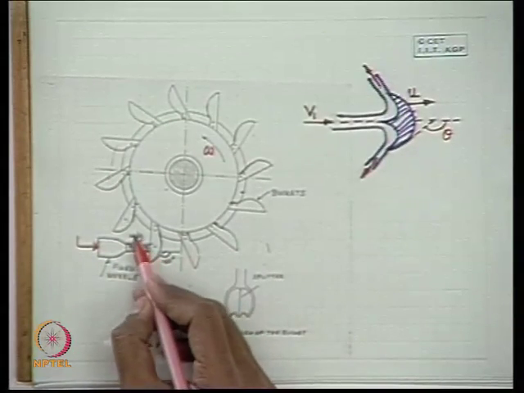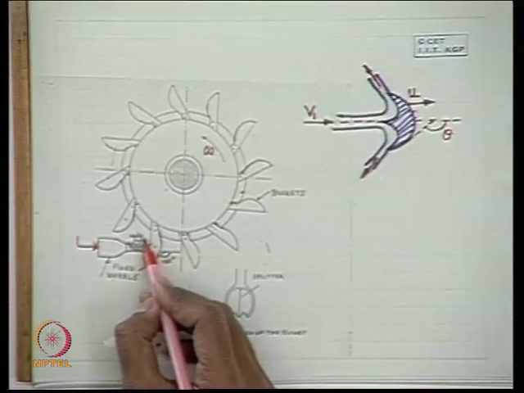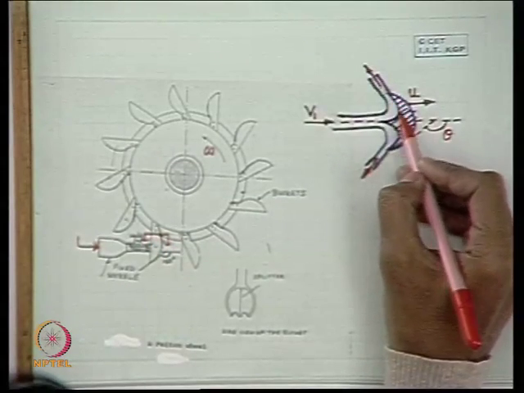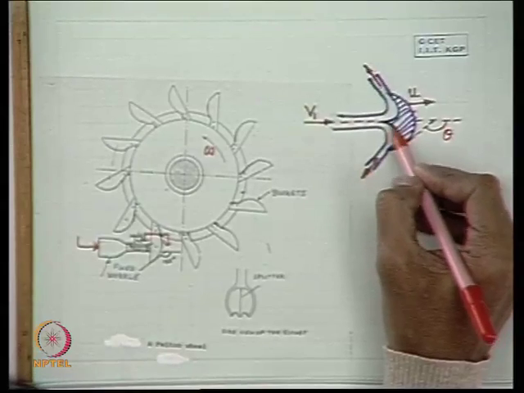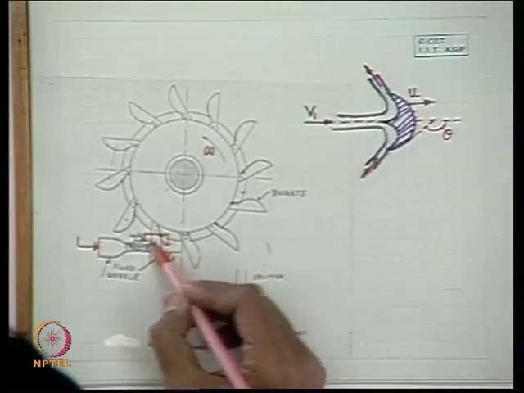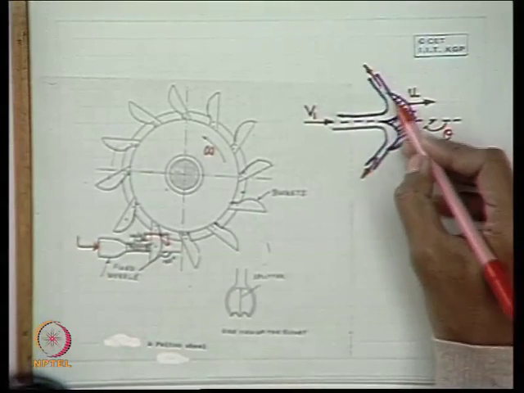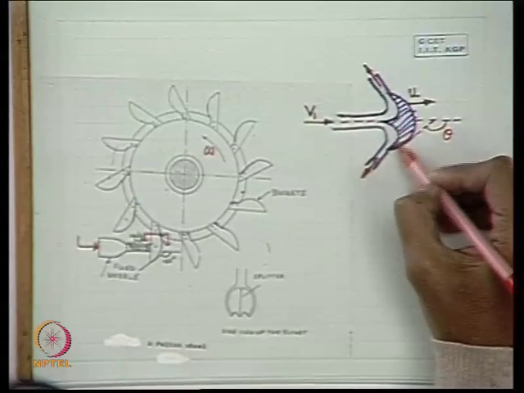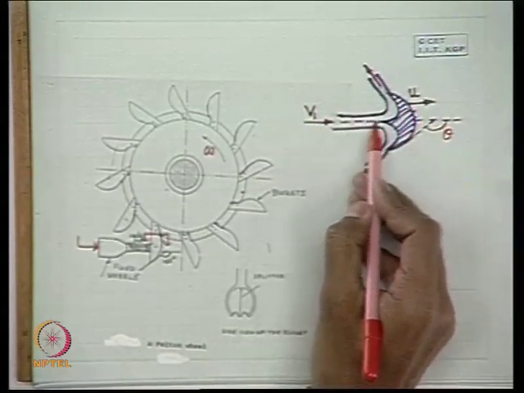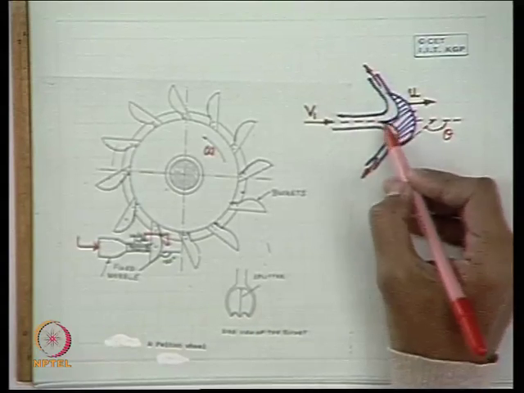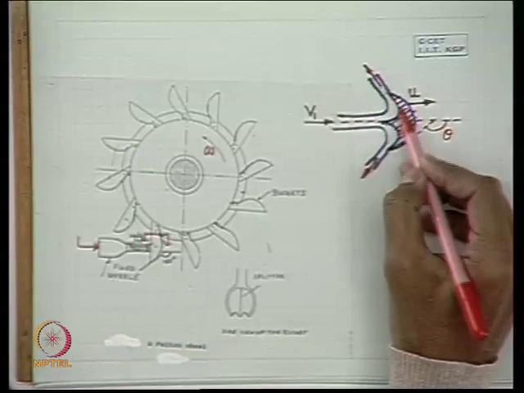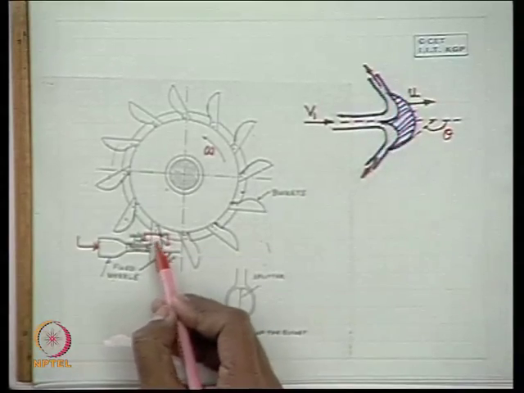If you see a plan view of the bucket here, this cross-sectional view, this bucket is a spoon-shaped bucket. The sectional plan looks like this, which has two symmetric, equal parts. The jet comes and strikes the bucket and smoothly glides along the two parts of the bucket. This is the spoon-shaped bucket.